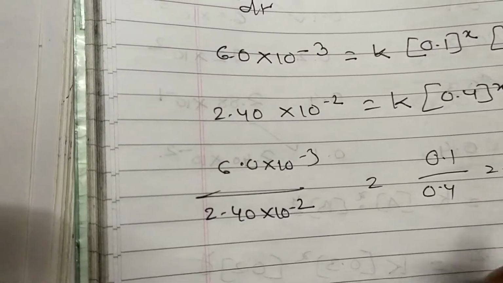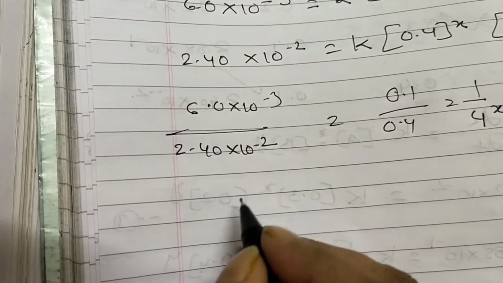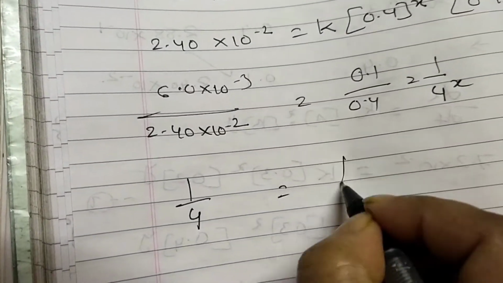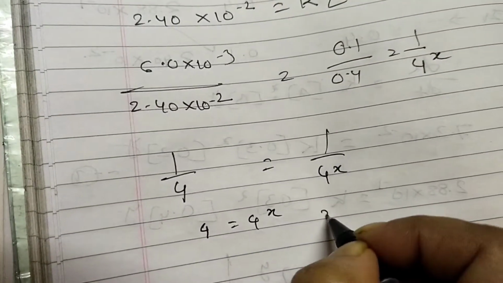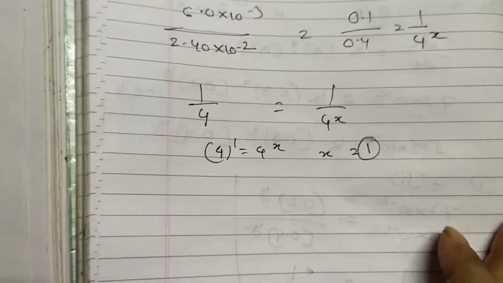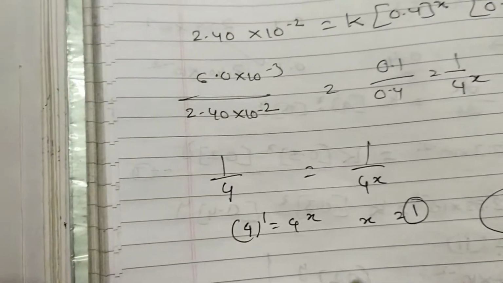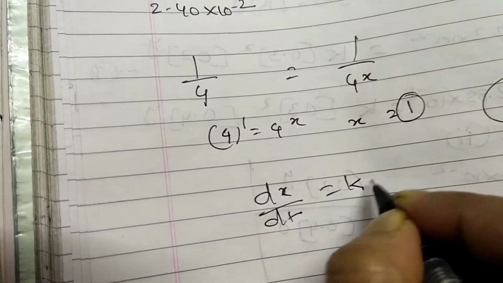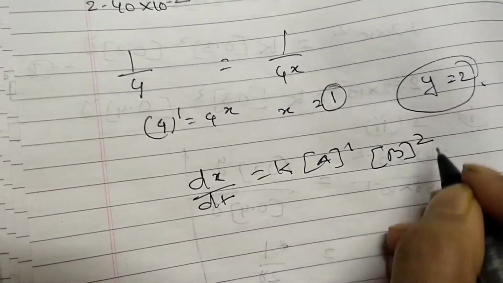Okay, so next, these are also coming: 4, 6, 4s are 24, and 10 to the power minus 2 is coming, so here 1 by 4 equals 1 by 4 to the power x. So 4 equals 4 to the power x, or x equals 1. So x equals 1 and y equals 2, which we already got. So definitely what will be the direct reaction here? dx by dt equals k a to the power 1 and b to the power 2.